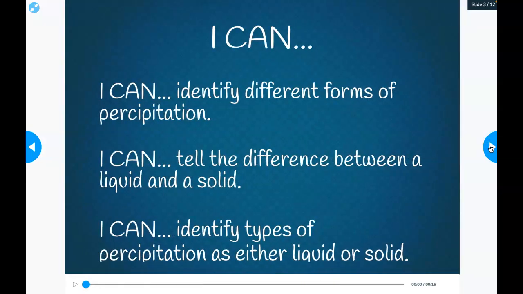The next slide provides I can statements, which further introduce the topic while also providing the students with the expectations of mind for the end of this lesson. The students' I can statements are: I can identify different forms of precipitation, tell the difference between a liquid and a solid, and identify types of precipitation as either liquid or solid.